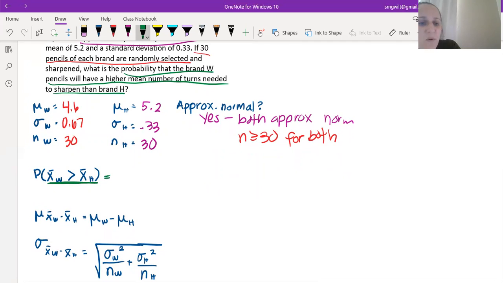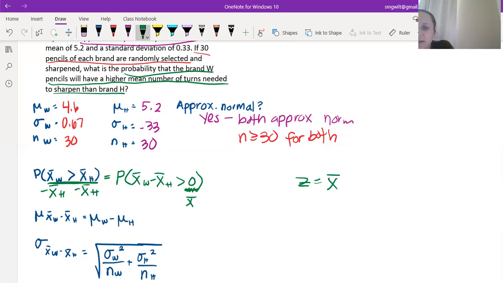If I think about it this way, that means the probability of, if I subtract x bar H from both sides, the probability of their difference is positive, is greater than 0. So when I'm using my formulas, I'm going to use this 0 as my x bar in the z-score formula. Remember, z equals x bar minus the mean of x bar, divided by the standard deviation of x bar.